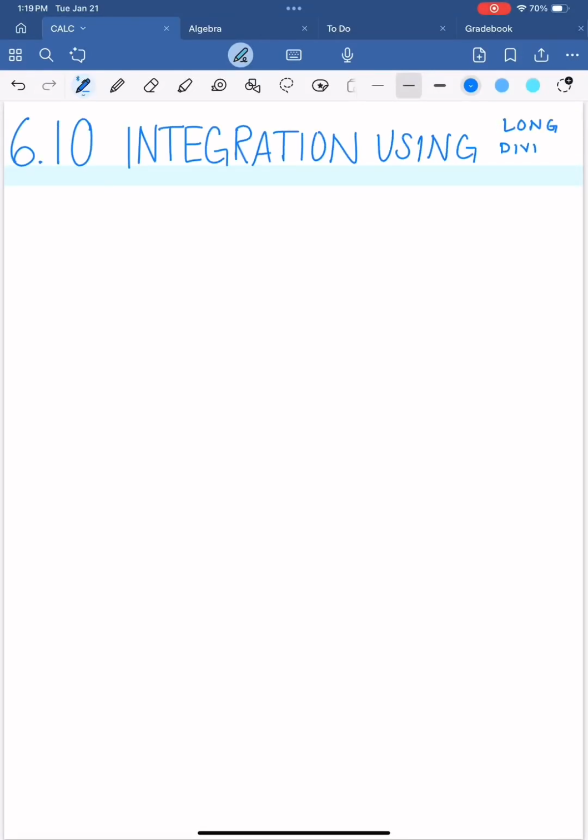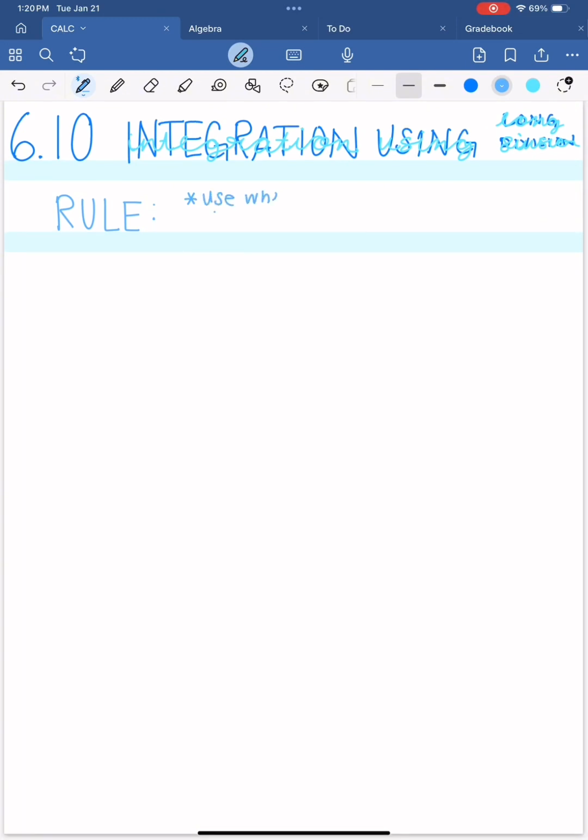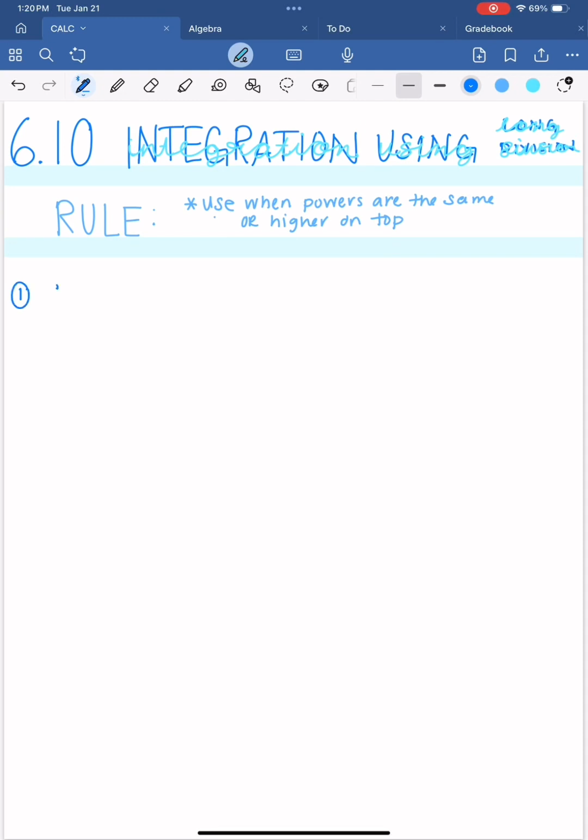Today we're going to talk about 6.10, using long division for integration in calculus. Okay, so let's chat about how do I know when to use this. You're going to use this when the powers either match or they are higher on top, and I'm talking about a polynomial. That is kind of the dead giveaway, and we are going to use it when the bottom, the denominator, is not being raised to any power.